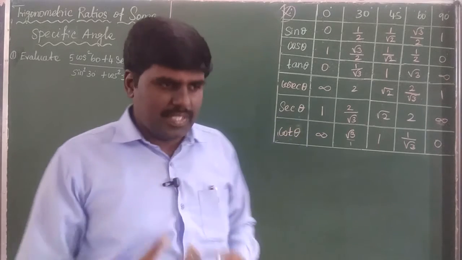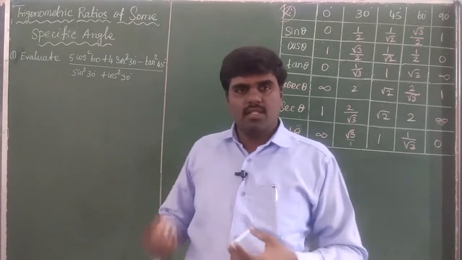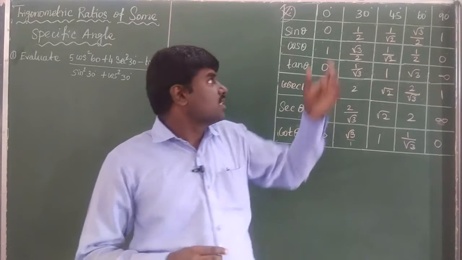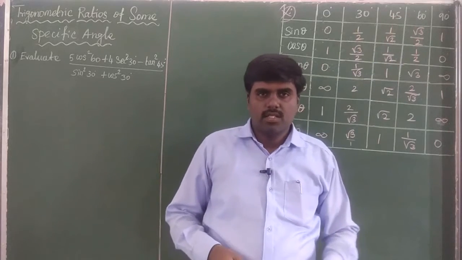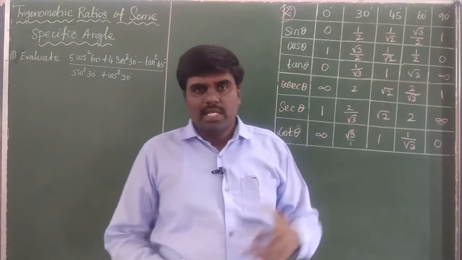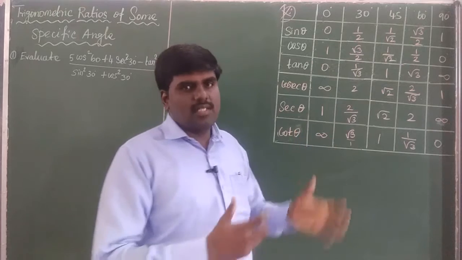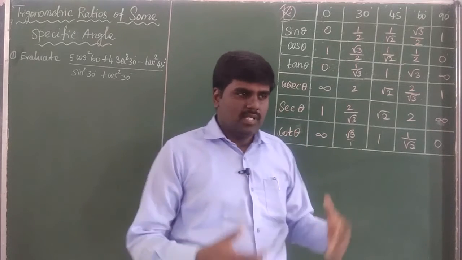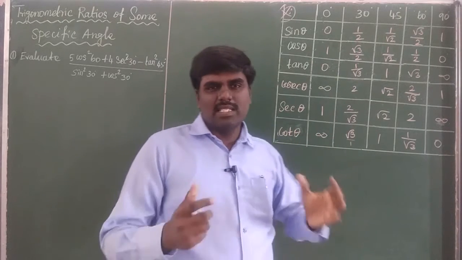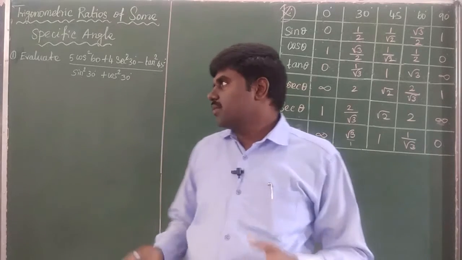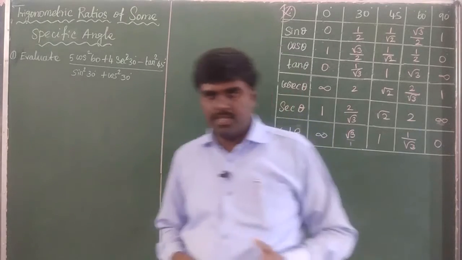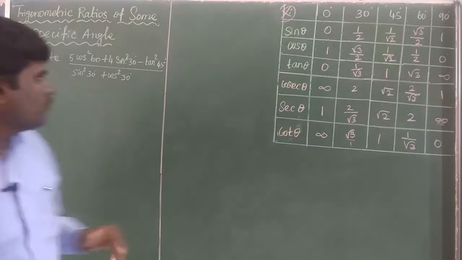In the last video we discussed some specified angles. What are the specified angles? 0 degree, 30 degree, 45 degree, 60 degree, 90 degree. In this video, we will solve problems based on this concept. There are 6 different types of problems available. Now we will discuss the first type of problems. Is that clear? So, the first one.